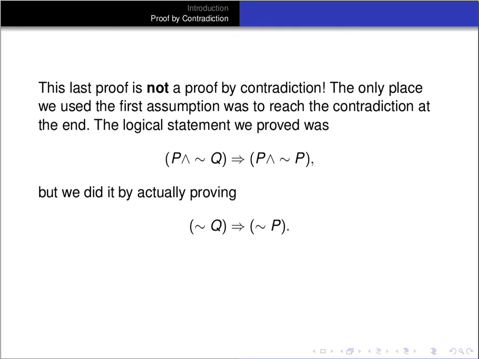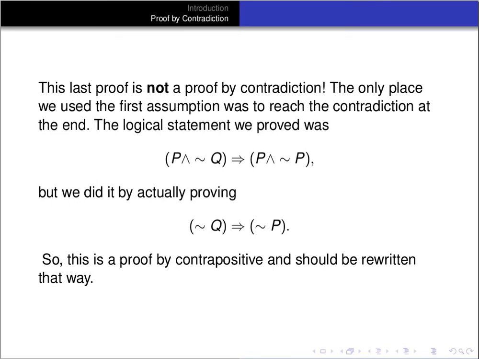So in other words, even though we set it up like a proof by contradiction, it turned out that it was actually just a proof of the contrapositive. And so it really would be, logically speaking, a proof by contrapositive. If you run into a situation like that, where you don't use one of your hypotheses until the very end to make the contradiction work, you probably have a proof by contrapositive and should rewrite it that way so that it's a cleaner proof altogether.